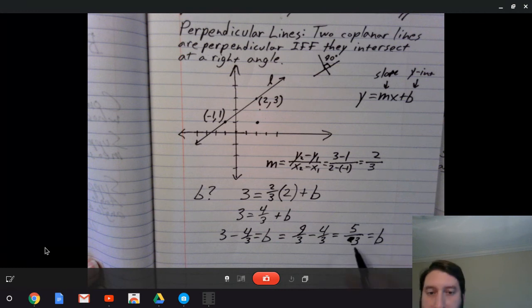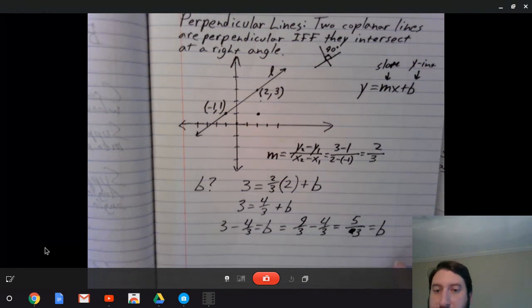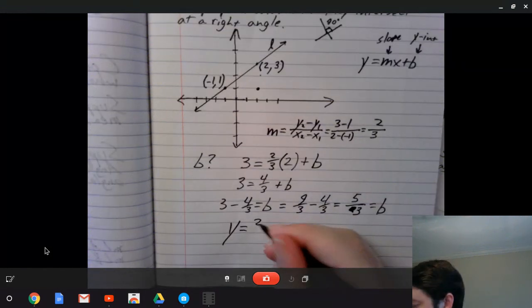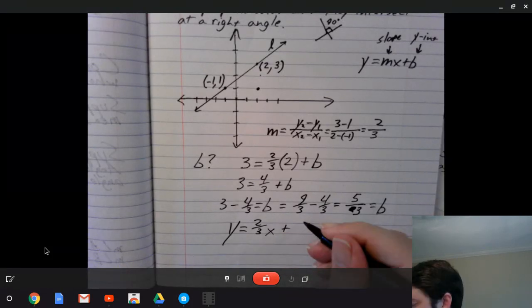So B equals 5/3. And you can always use your calculator too. You can just use NSOLVE if you want. I'm fine with that. So B equals 5/3. That means that my final product here is Y equals, I know my slope is 2/3, 2/3 X plus, and my B was 5/3.